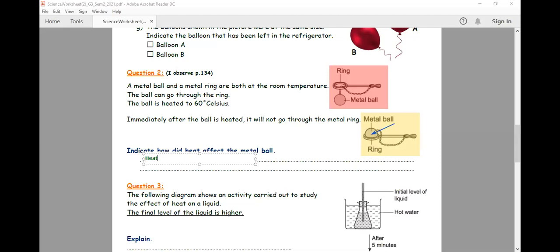Heat causes the metal ball expansion. Expansion means it expands. It gets bigger. The ball expands and cannot pass anymore through the ring.